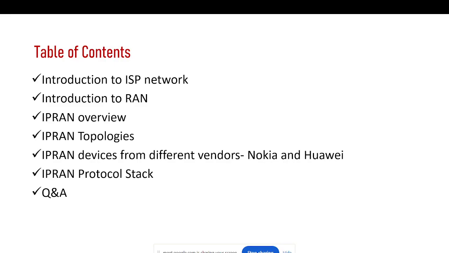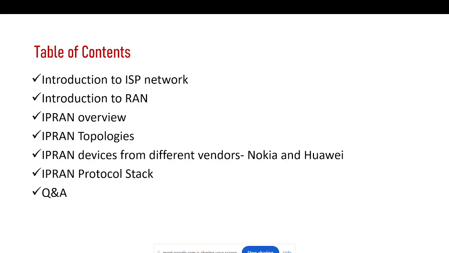So for the IPRAN, for my presentation, I will just focus on Nokia and Huawei. These are the ones that I've dealt with, but of course Cisco can also be deployed on IPRAN, Juniper can also be deployed on IPRAN, and many other vendors, ZTE, MikroTik, they can all be deployed on IPRAN. But for examples, I will just focus on Nokia and Huawei and let you know different devices that are used in different layers of the network.